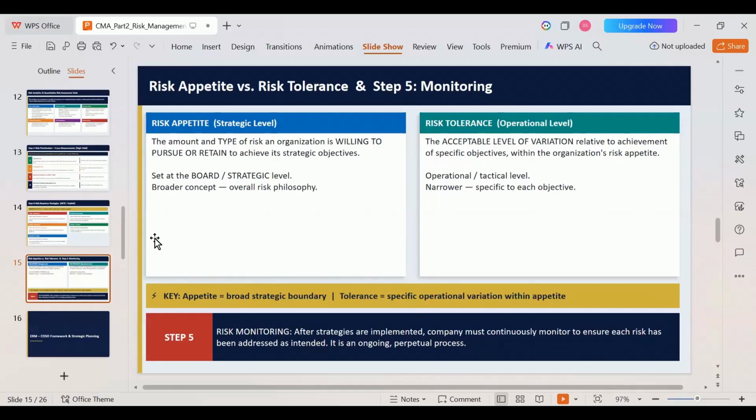That means losing everything it has. That is the risk capacity. Okay. So next, the strategic level, we have the risk appetite.